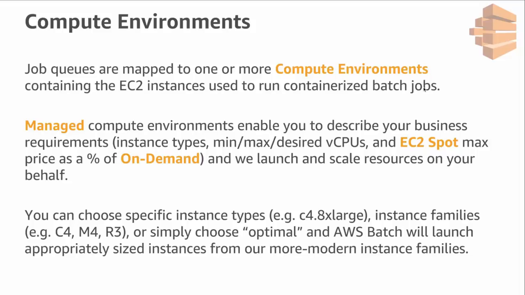So you can choose specific instance types. For example, you can say, I would like to use C4 8xlarge, or you can specify instance families, let's say C4s, M4s, R3s, or you can simply choose optimal, and AWS Batch will launch appropriate sized instances from our more modern instance family. So depending on how much you want to tweak and configure your environments is completely up to you, but all this can be done through the managed compute environment.